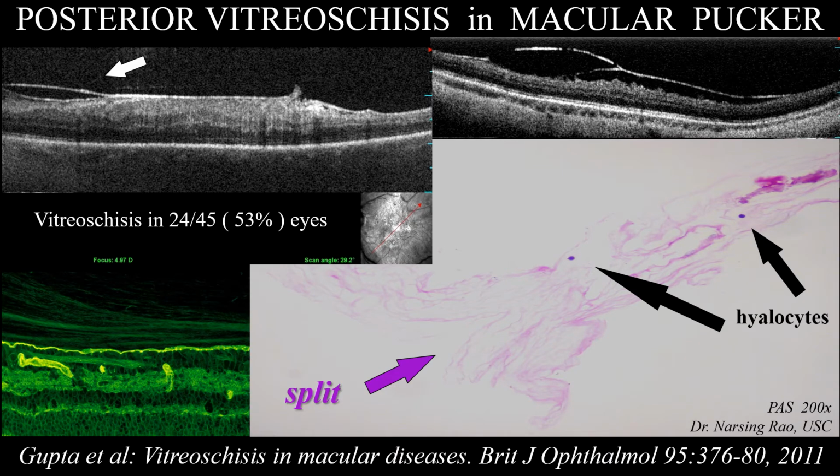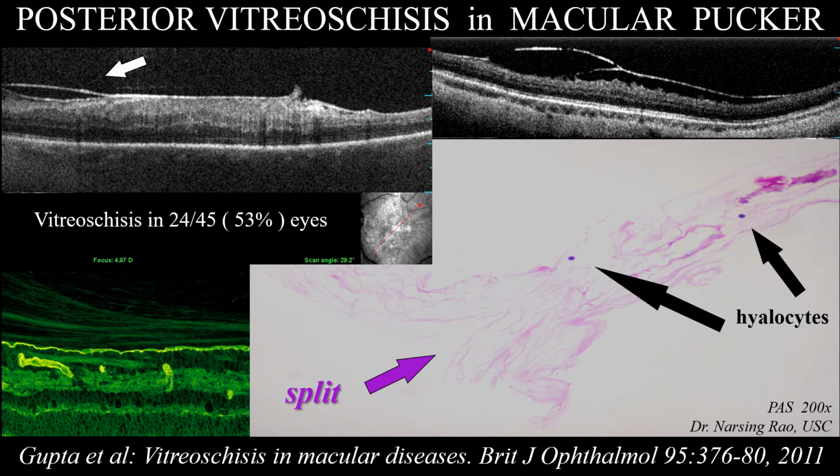But nowhere is vitreoschisis more important than in the pathogenesis of macular pucker. Studies have shown that 53% of eyes with a macular pucker will have vitreoschisis as detected by spectral domain OCT. I predict that swept source OCT and other imaging modalities may show that the true prevalence of vitreoschisis in macular pucker is higher. The patient whose OCT image is shown in the upper left had surgery by me to peel the membrane, and I analyzed the specimen histopathologically, and you can see the results on the right.